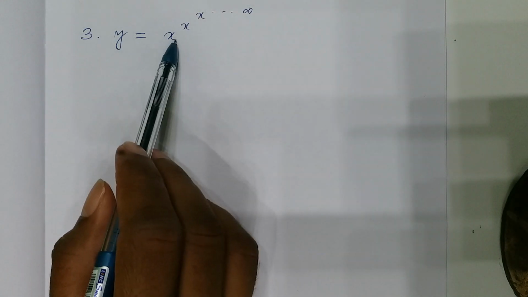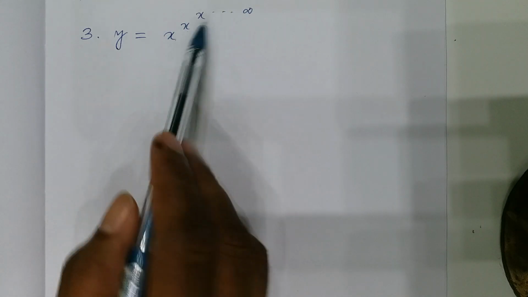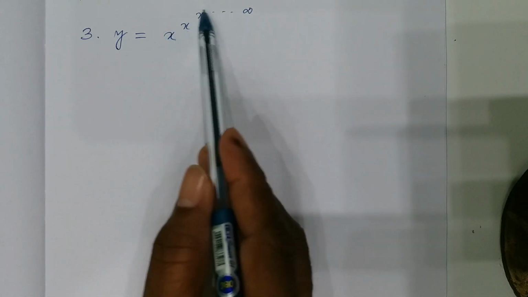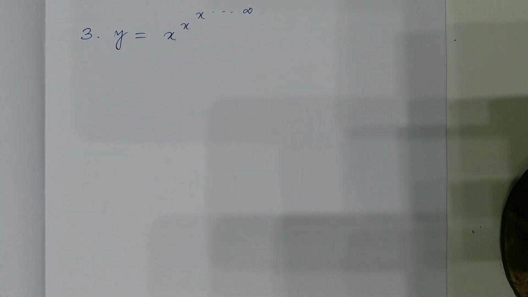So y is equal to x to the power x to the power x to the power and so on up to infinity. This is also a symmetric infinite series because the term x is coming repeatedly. So this is a symmetric infinite series.